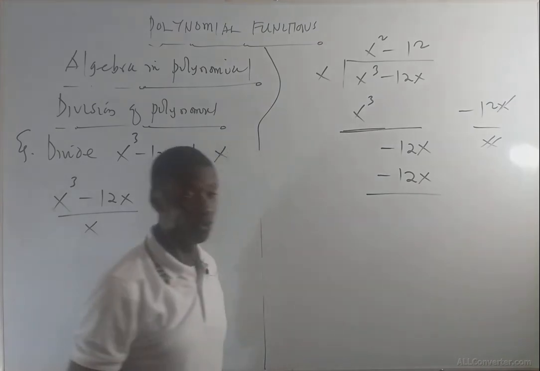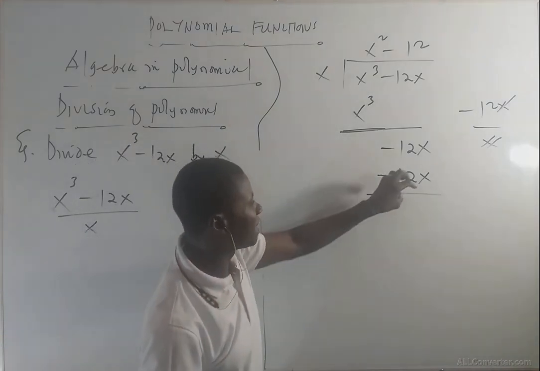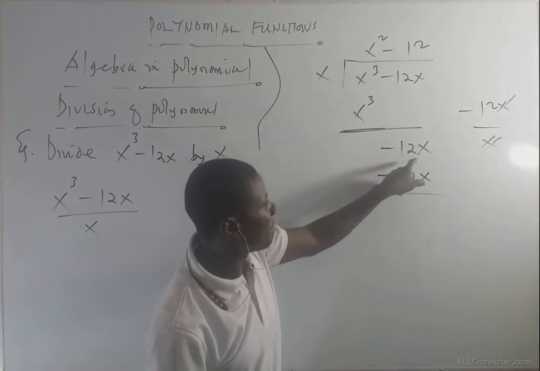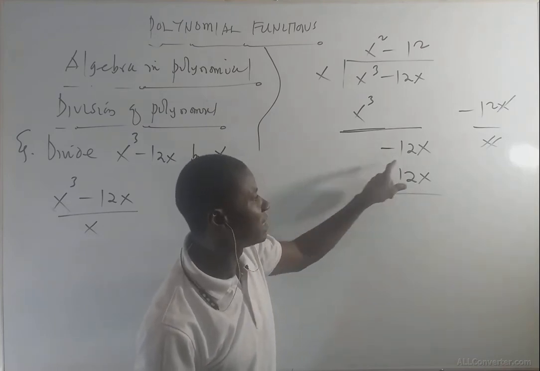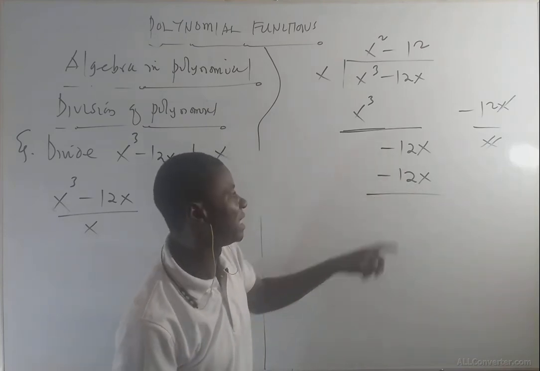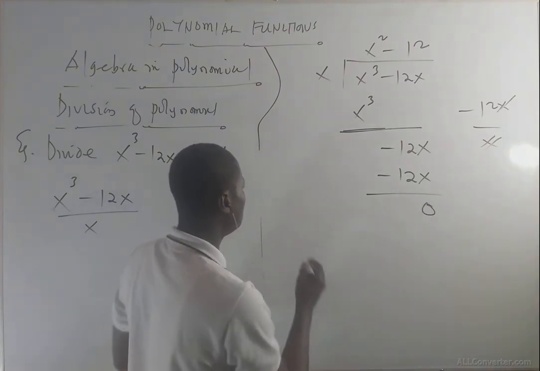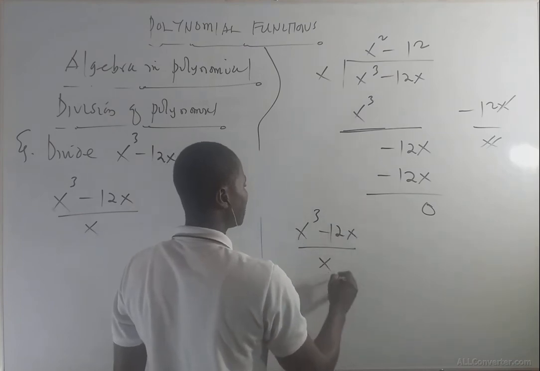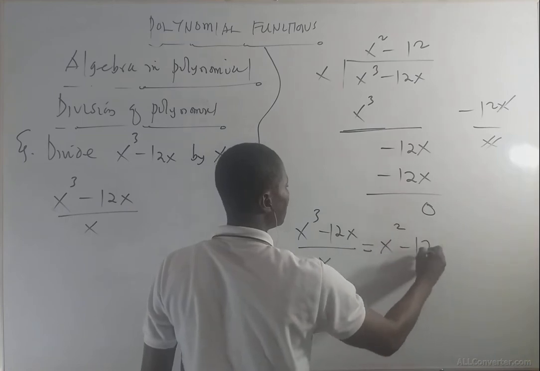Then we underline. You know where the bracket and the minus is, but I won't bring it again. So we are subtracting this from this. So we have minus 12x minus 12x, and that will be minus 12x plus 12x. And I guess you understand that. So that will give us 0. So it means that if we divide x cubed minus 12x by x, the answer is the quotient. That is x squared minus 12.